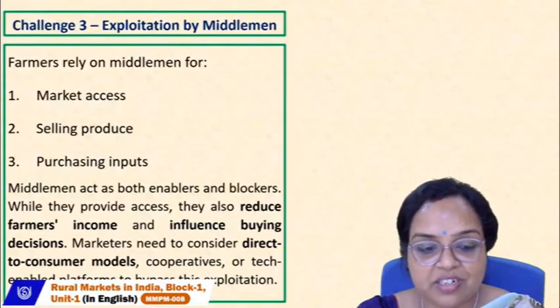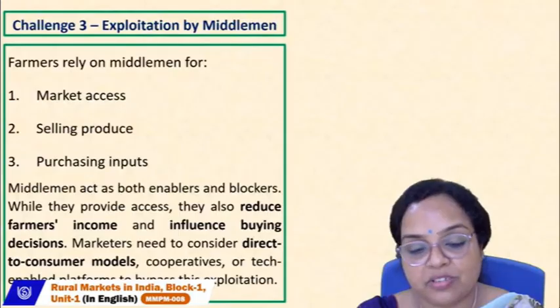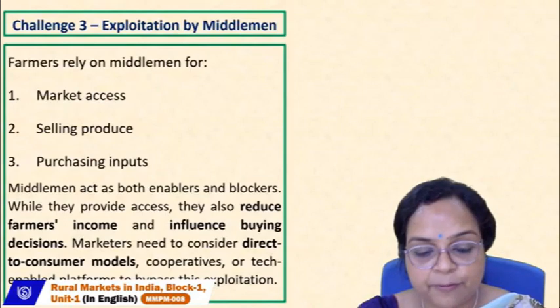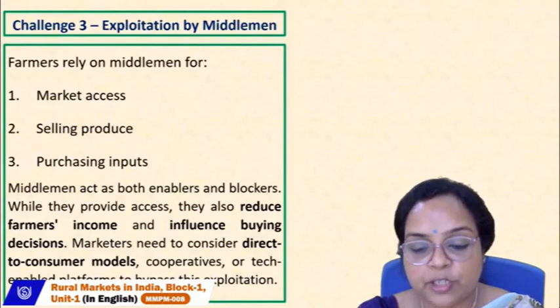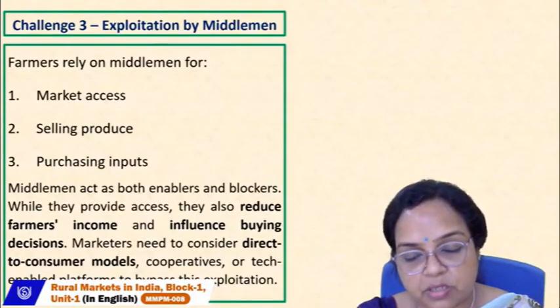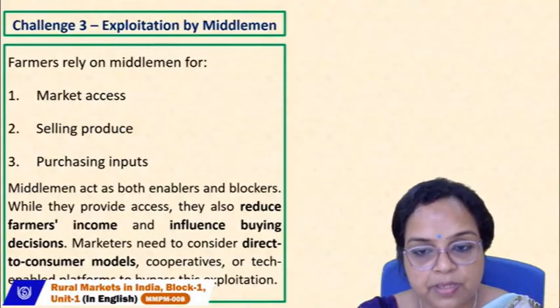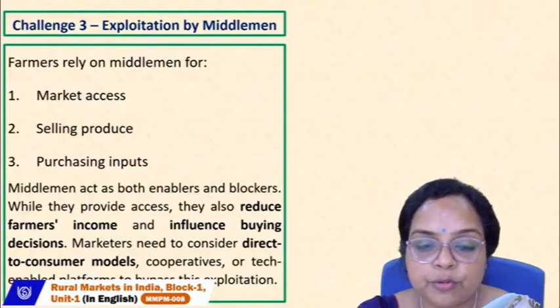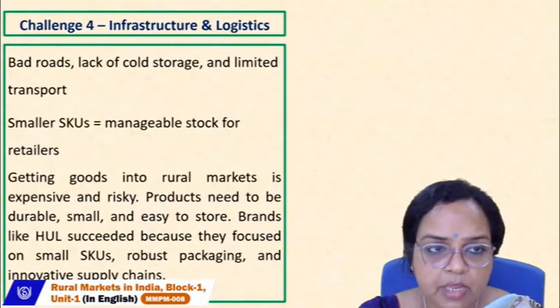Marketers need to consider direct-to-consumer models, cooperatives, or tech-enabled platforms to bypass this kind of exploitation. Marketers have to take serious note of this structure that is not very visible, but they are influencers for the buying behavior of rural belt consumers.